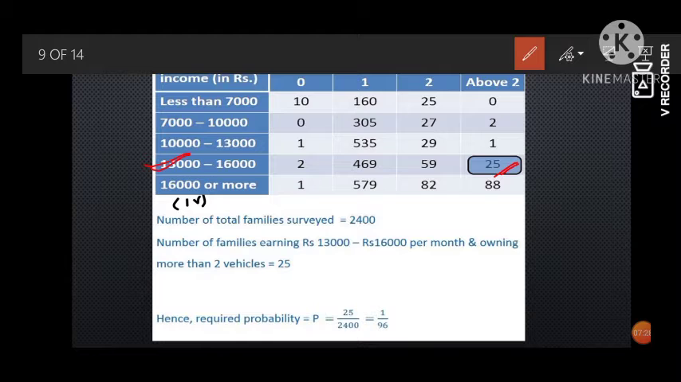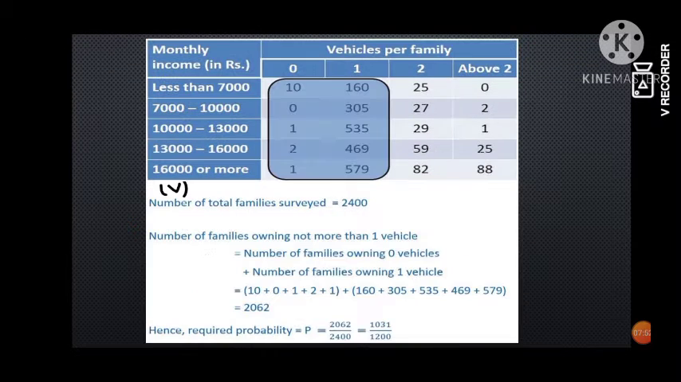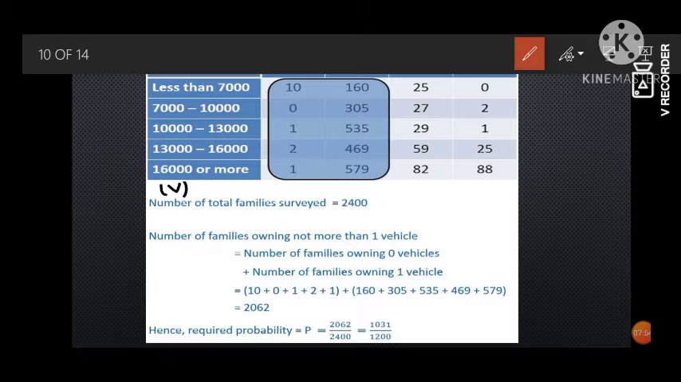So total number of families surveyed is 2,400. Number of families earning 13,000 to 16,000 per month and owning more than 2 vehicles is 25. Hence the probability will be 25 by 2,400, which is equal to 1 by 96. This is subpart 4. Now the last subpart. The last subpart says, find the probability that the family chosen is owning not more than one vehicle.